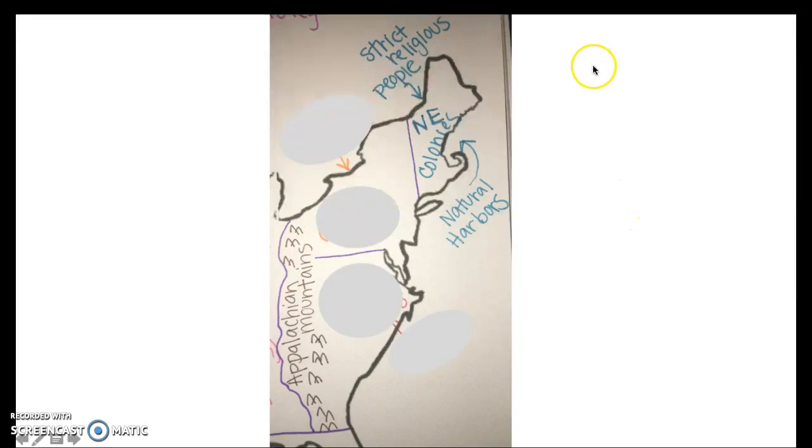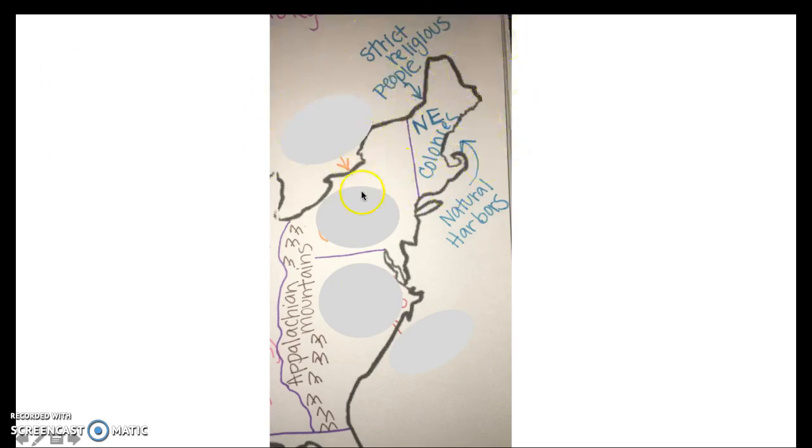All right. So let's first talk about the New England colonies. Let's fill in what's all about the New England colonies. So they were obviously up here in the north. Part of the geography of the New England colonies, remember, were natural harbors, which means a lot of ships could come in and out of there. And the people that lived there, remember the people of New England, they were really religious, right? Very strict in their religion. You had to follow their religion or you were going to get kicked out, or you were going to get persecuted or picked on.